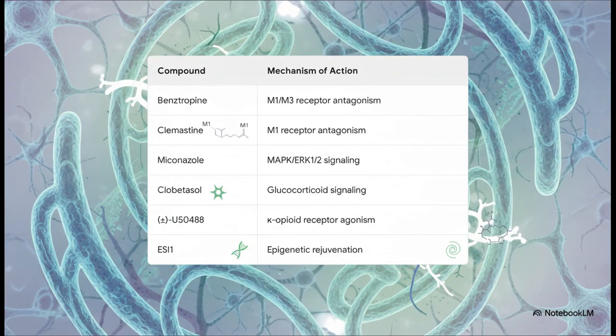This table highlights several compounds that have been identified as potent promoters of oligodendrocyte differentiation. One prominent class, which includes repurposed drugs like clemastine and benztropine, acts by antagonizing muscarinic acetylcholine receptors. However, other compounds function through entirely distinct pathways, targeting intracellular signaling cascades, nuclear receptors, or even epigenetic mechanisms. This mechanistic diversity is quite encouraging, as it suggests multiple points of intervention are available to promote remyelination.